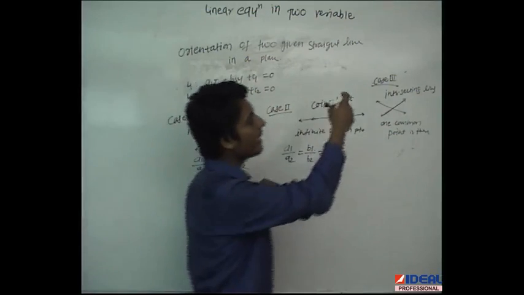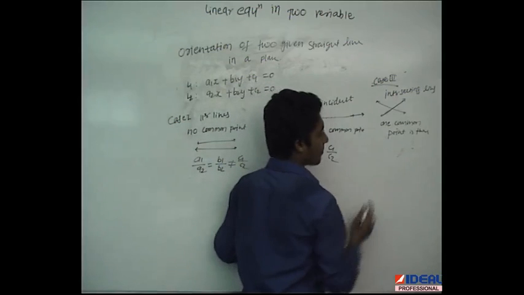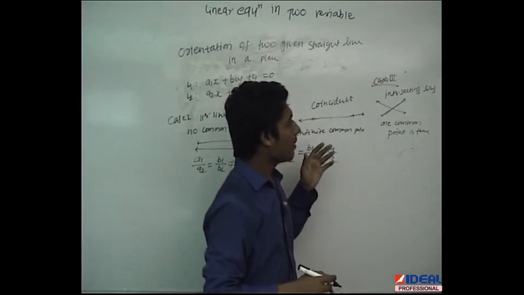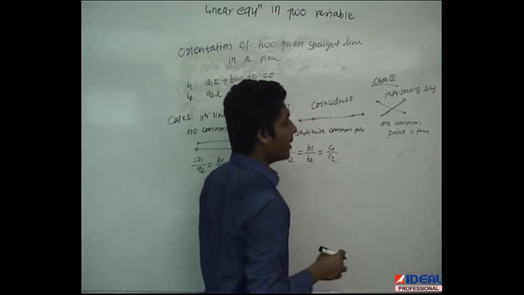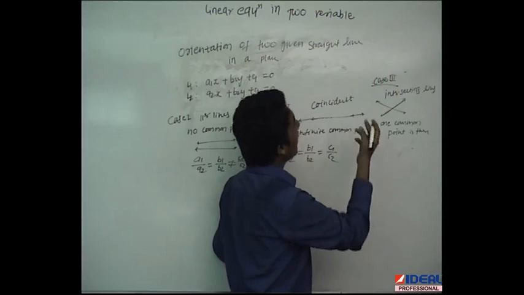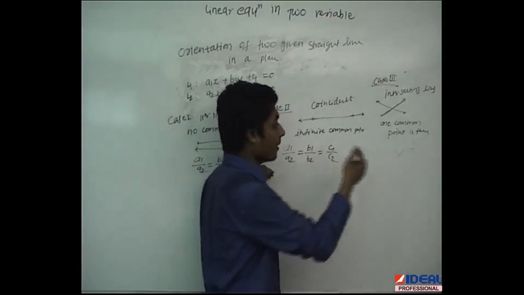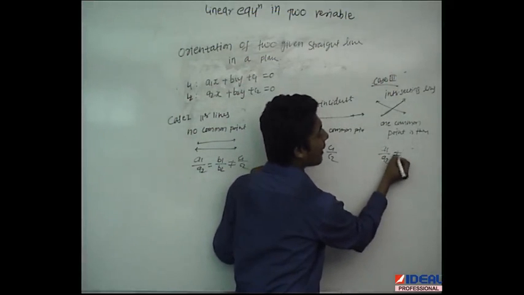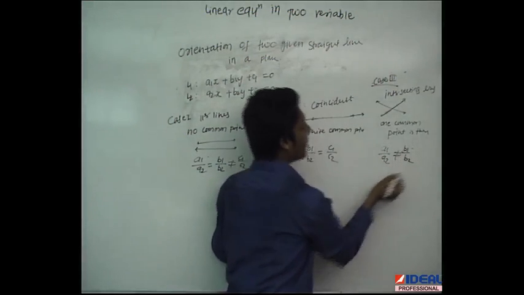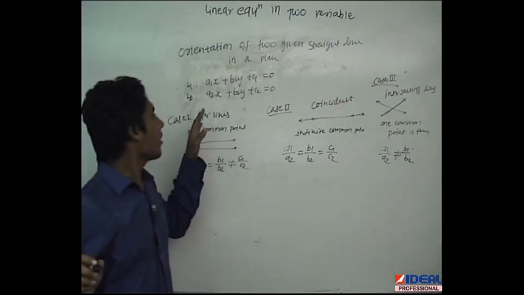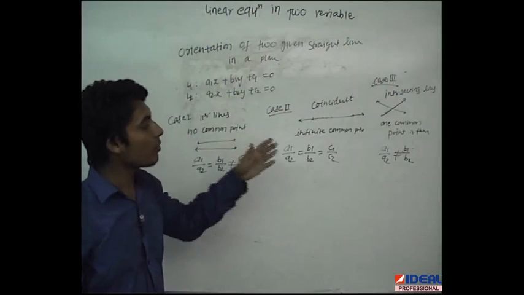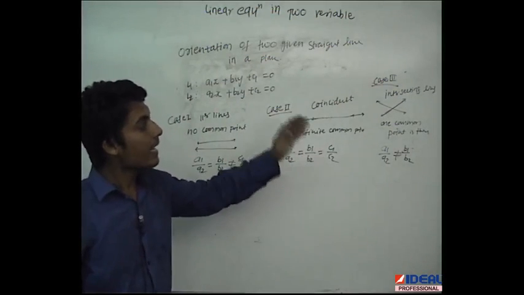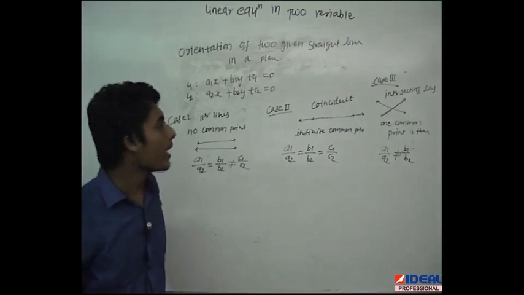Okay, case 3, intersecting lines. We call them intersecting lines when this condition is satisfied: A1 by A2 is not equal to B1 by B2. It means the ratio of coefficients of the first variable is not equal to the ratio of coefficients of the second variable. Then we can call them intersecting lines.